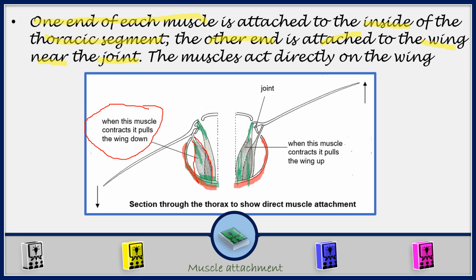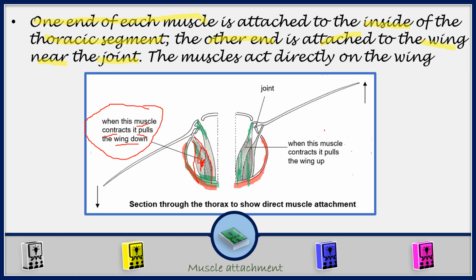Now, let's go to the other side. This side, now we have when the muscle, okay, let's first look at the other end. We're saying here, when the muscle contracts, it pulls the wing downwards. And the muscle which is contracting is this muscle here. When this muscle here, the big one outside, contracts, it is going to pull the wing to go downwards.